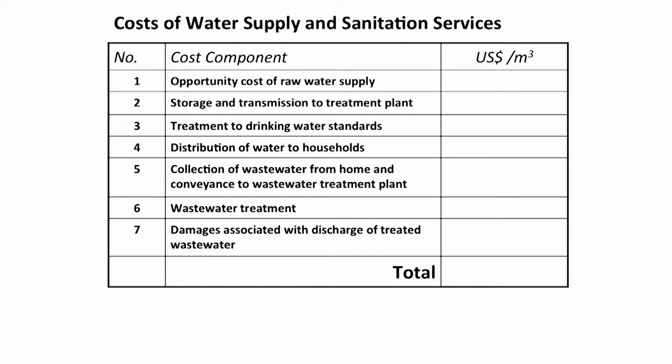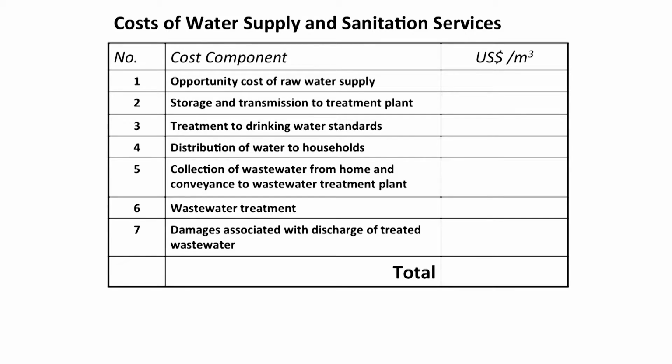The third component is to treat the water to potable standards before distribution to households and businesses. Raw water treatment can be very simple, just simple chlorination. Some raw water supplies may be so clean they don't even need any treatment at all. But on the other hand, water treatment can be quite expensive. For example, if heavy metals need to be removed from the raw water supply, treatment costs may go up substantially.